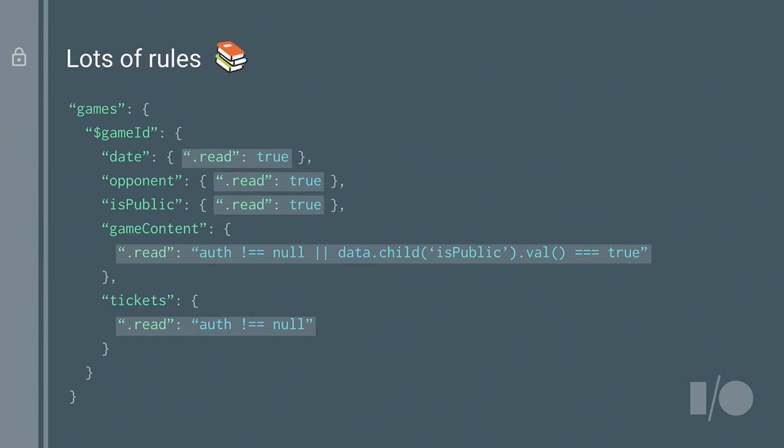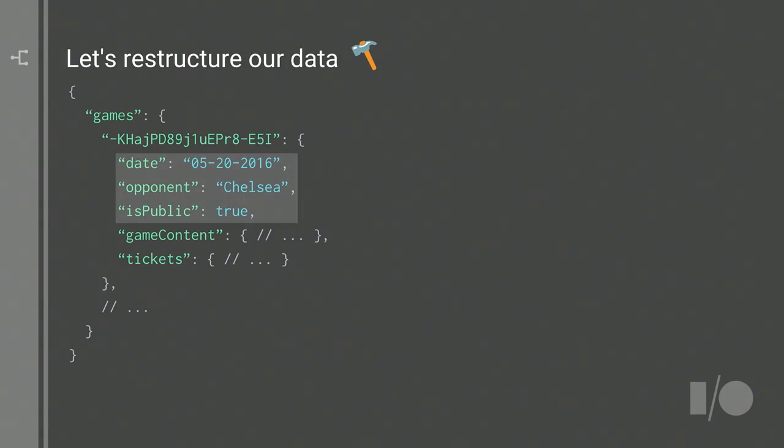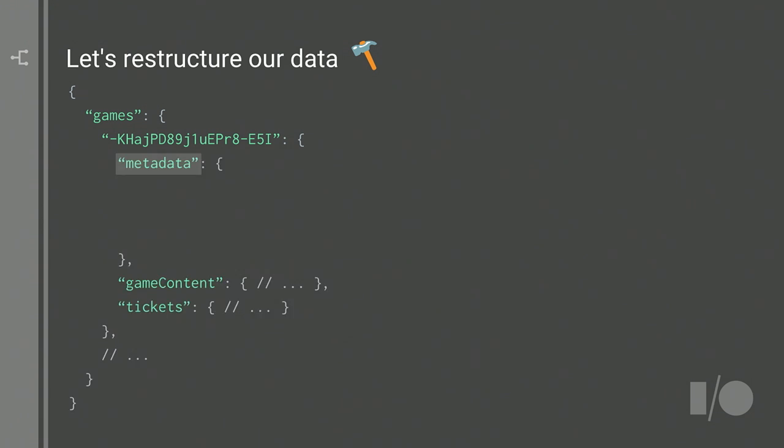And now every time we want to add another public field, we're going to have to add it to our rules. So if we want to add a time to let people know when the time of the game is, we now need to add a rule, which is time read true. So we can actually get around this by restructuring our data a little bit. Instead of putting date, opponent, and isPublic at the top level of the game, we can get rid of it, add a new metadata node, and then throw those things in the metadata node.